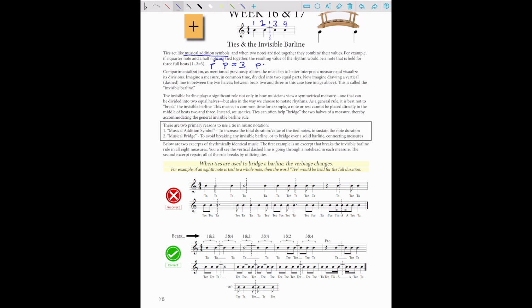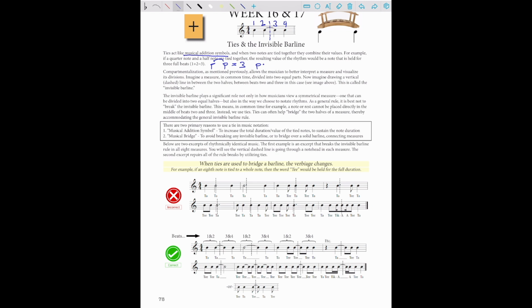Below are two excerpts of rhythmically identical music. The first example is an excerpt that breaks the invisible bar line rule in all 8 measures. You will see the vertical dashed line is going through a note head in each measure. The second excerpt repairs all of the rule breaks by utilizing ties.